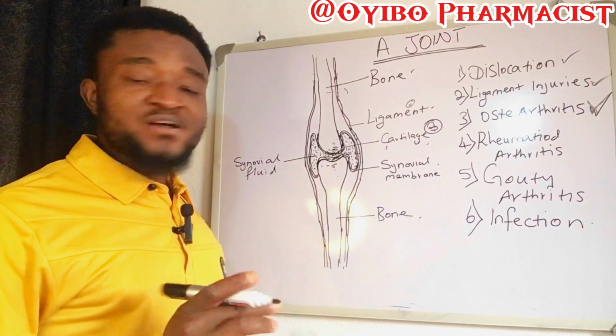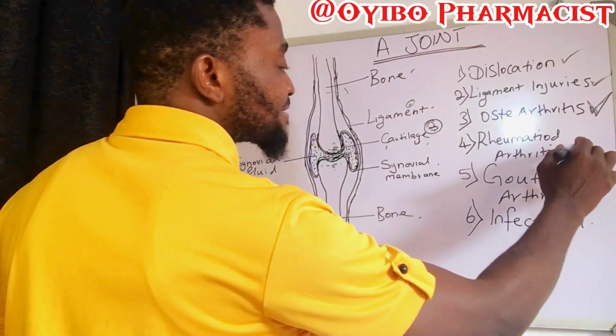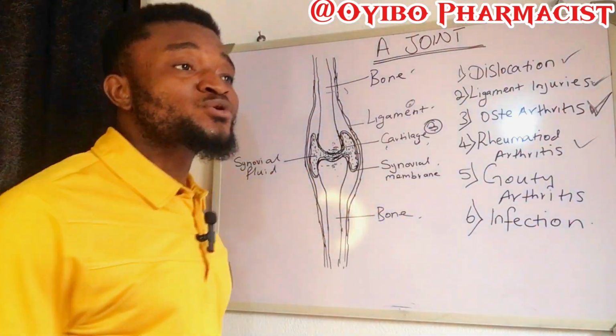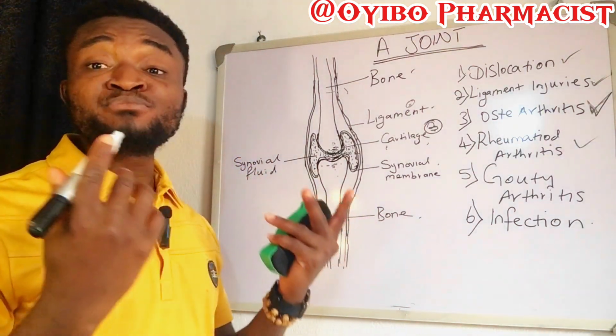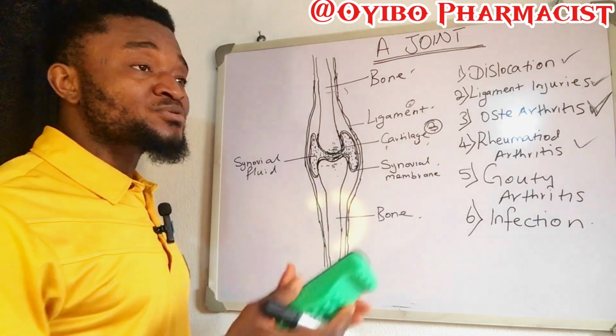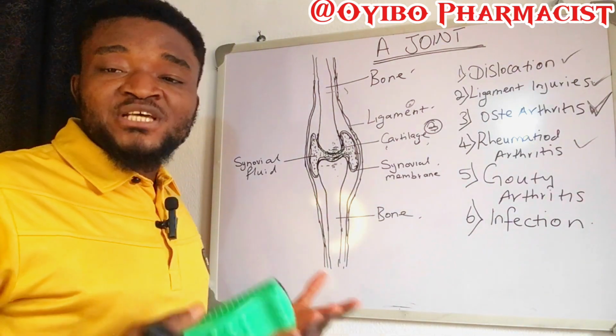So number 4 is another condition called rheumatoid arthritis. Let me tell you what happens in rheumatoid arthritis. It is an autoimmune disease. It happens when your own body starts destroying your own cells.